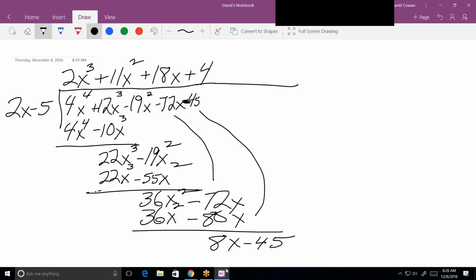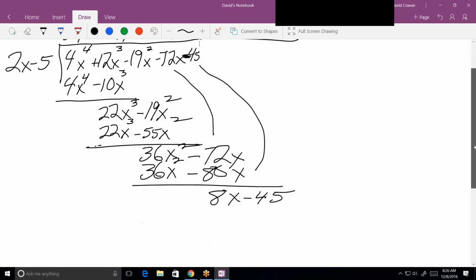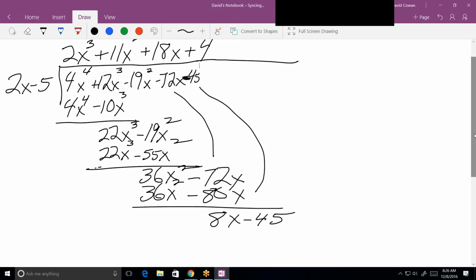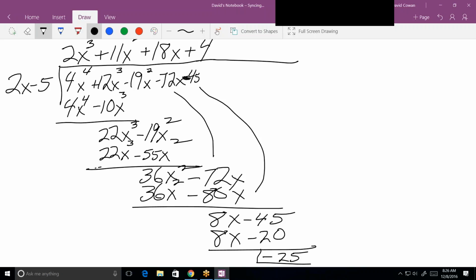Now multiply, and you get 8x there, minus 20. Subtract, negative 25, and that's your remainder.